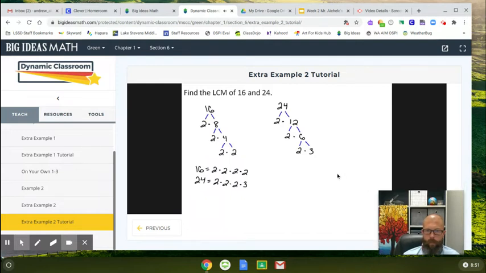Then to find the least common multiple, you want to find the product of the circled factors. So the least common multiple is 2 times 2 times 2 times 2 times 3, which equals 48. So the least common multiple of 16 and 24 is 48.